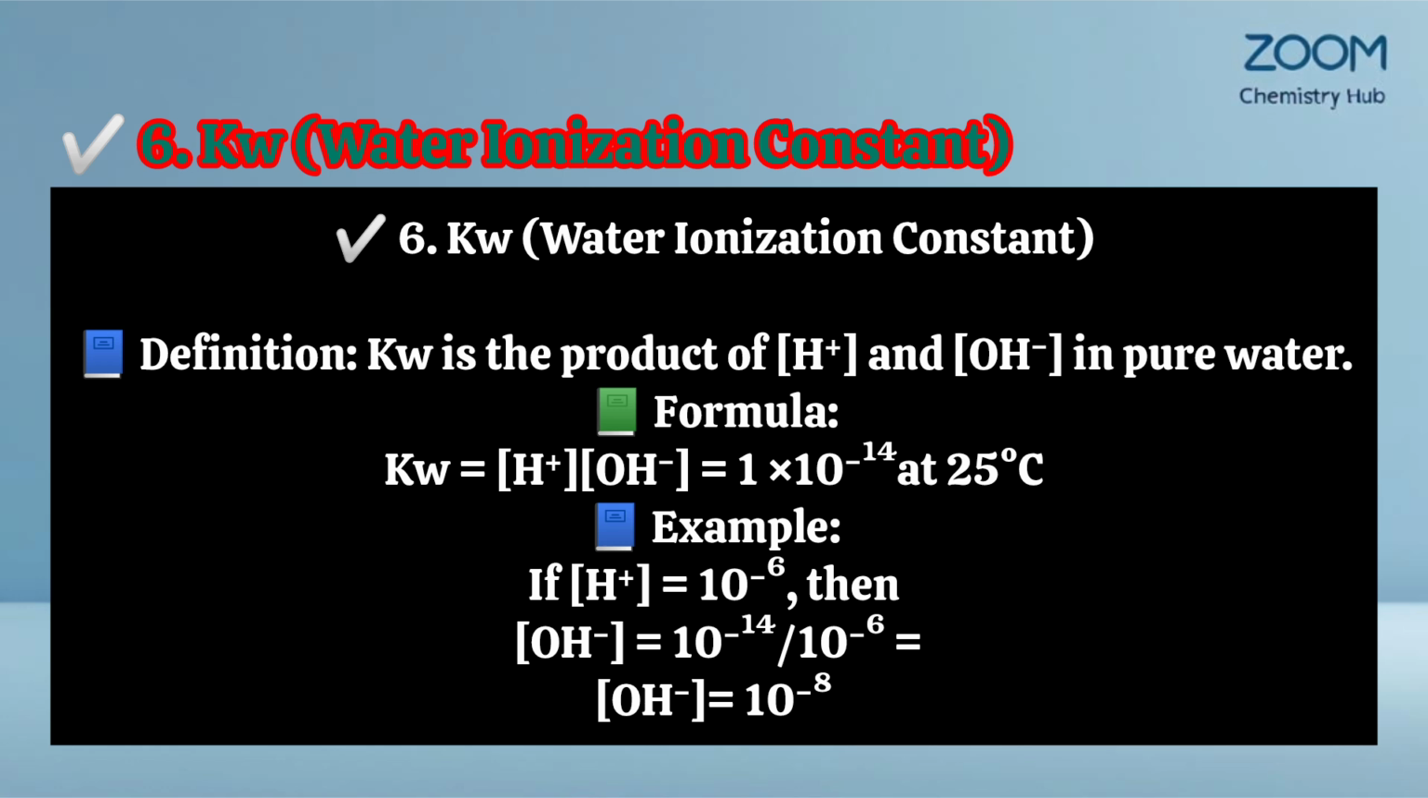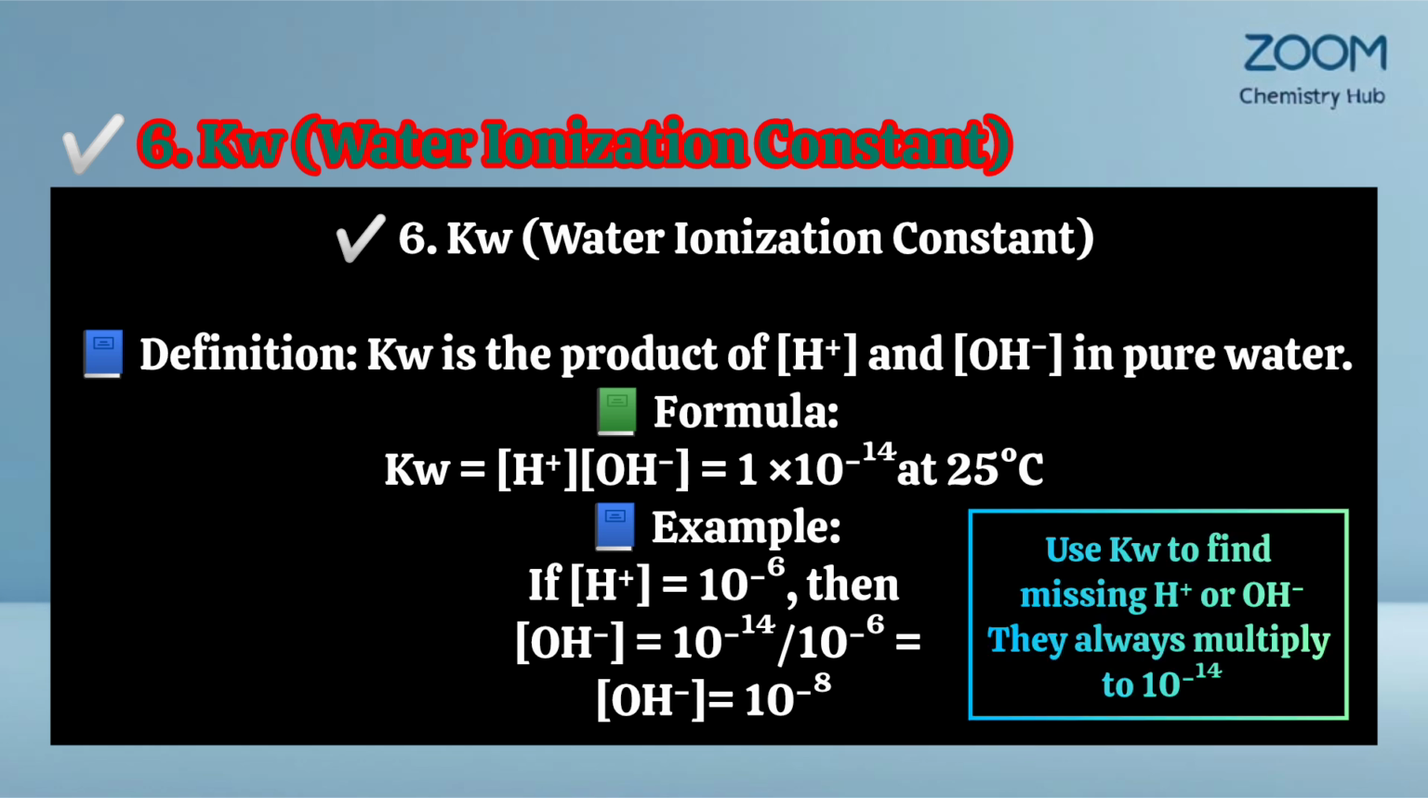Examples: if the hydrogen ion concentration is 10 raised to power minus 6, then the hydroxide ion concentration will be 10 raised to power minus 14 divided by 10 raised to power minus 6, and we will get the value of hydroxide ion concentration as 10 raised to power minus 8. Use Kw to find the missing hydrogen ion or hydroxide ion. They always multiply to 10 raised to power minus 14.